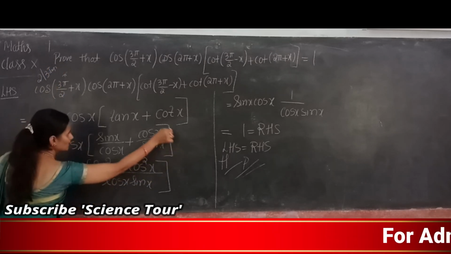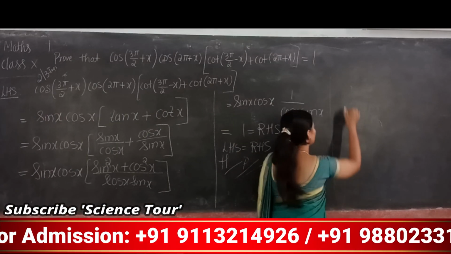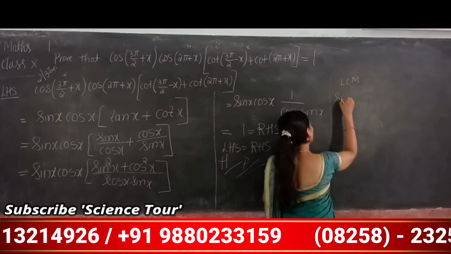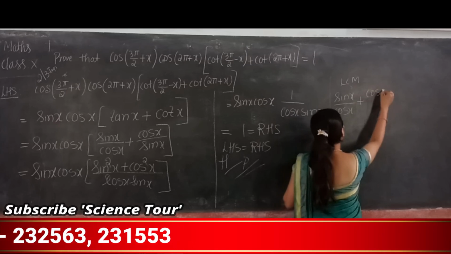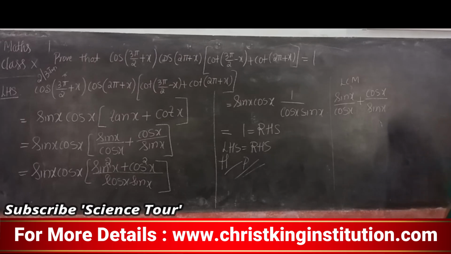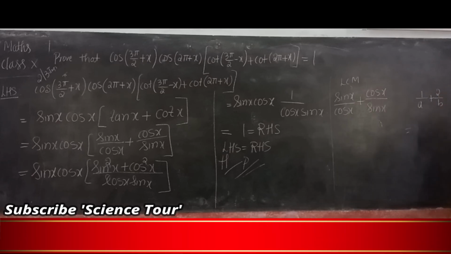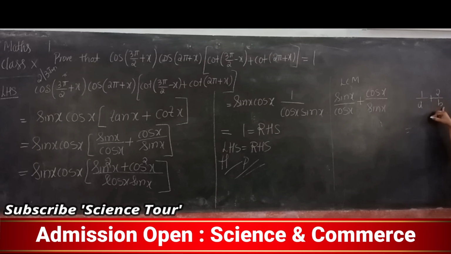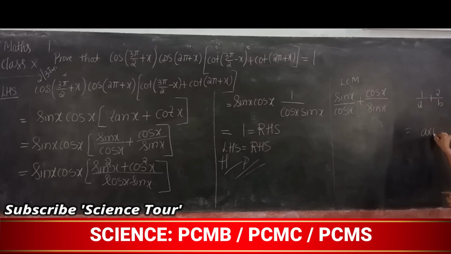Understood this part, how to take LCM? Let me explain the LCM part once. Sin x divided by cos x plus cos x divided by sin x. I'll give one simple example on this one. Here, 1 divided by a plus 2 divided by b. So how to get the LCM? a and b are different variables, right? If they are different and there is no common factor, the LCM is a into b.